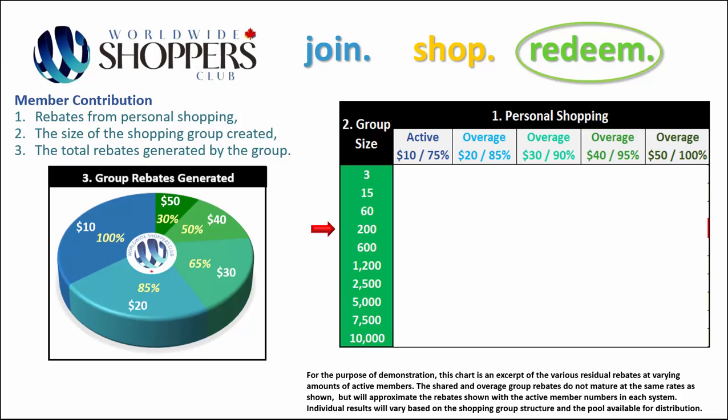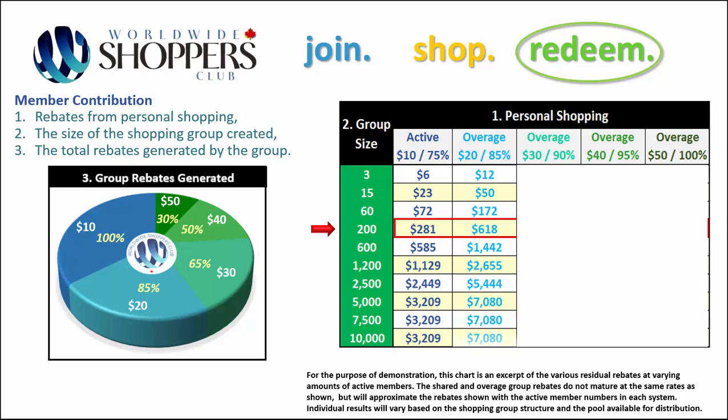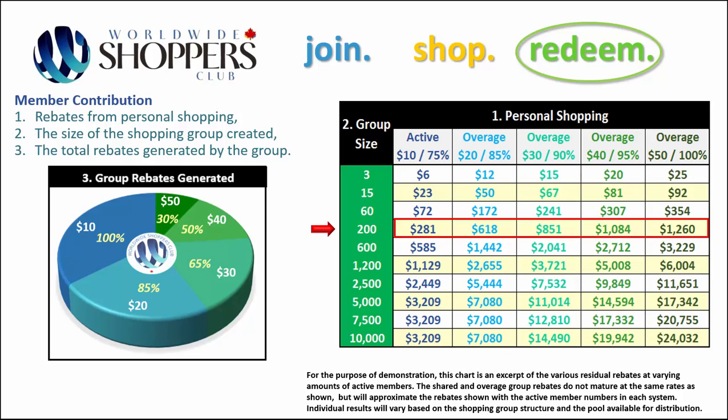So if you're at that $10 level, again, remember the booster's at 75%. At 200 members in your shopping group, you'd be receiving around $281 per month in residual rebates. Well, what happens when I go to 20? Just 10 more dollars brings you $618 in rebates. And if you go to $30, then it's $851. 40 with 95% as the booster is $1,084. And all the way up to 50 is $1,260 in rebates you would receive that month. So you can see that the range is from $281 to $1,260.